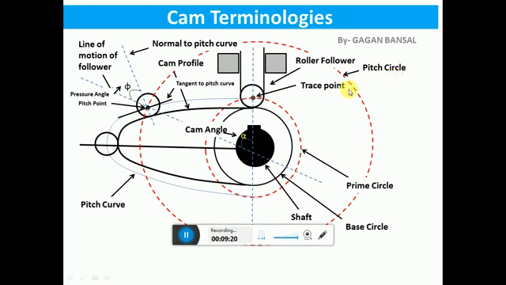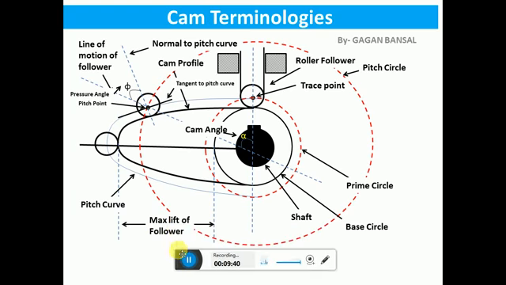Clear? And from the base circumference of the base circle to the maximum position of the cam profile, we have a maximum lift of the follower. What is the maximum lift of follower? It is the maximum displacement of the follower from the base circle of the cam. It is also known as stroke of the follower. Clear? So very quickly we can revise it.